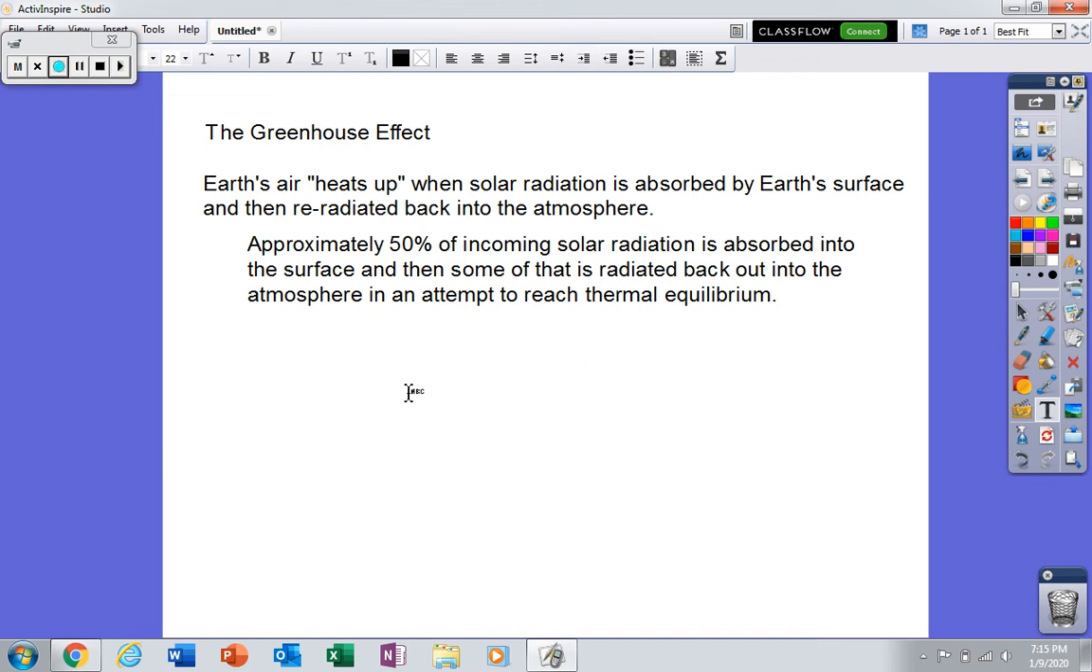That's why we need the surface. And so approximately 50% of incoming solar radiation is absorbed into the surface, and then some of that is radiated back out into the atmosphere in an attempt to reach thermal equilibrium. In other words, if the surface is too warm, it's going to re-radiate some of that heat back out so that the surface and the air can be in equilibrium with each other. That's what's going on there.